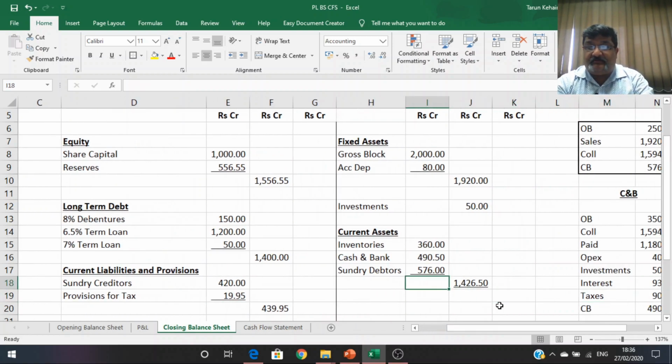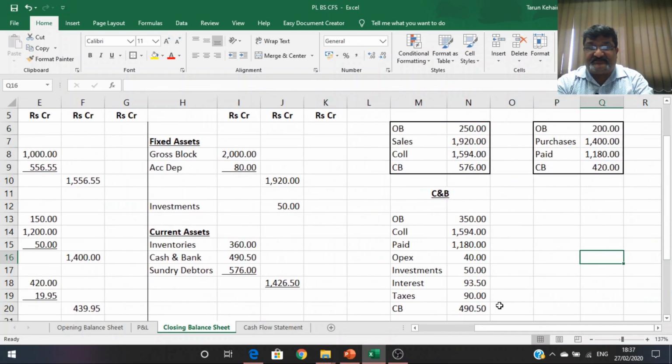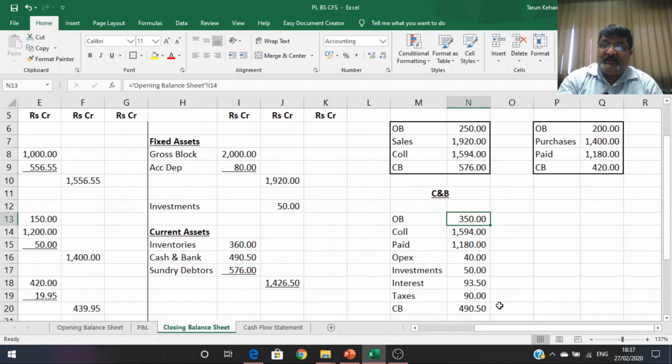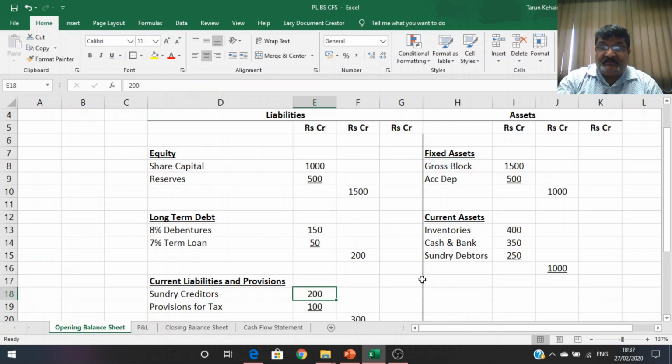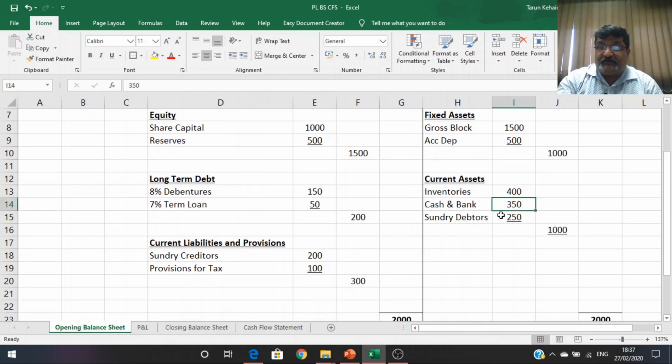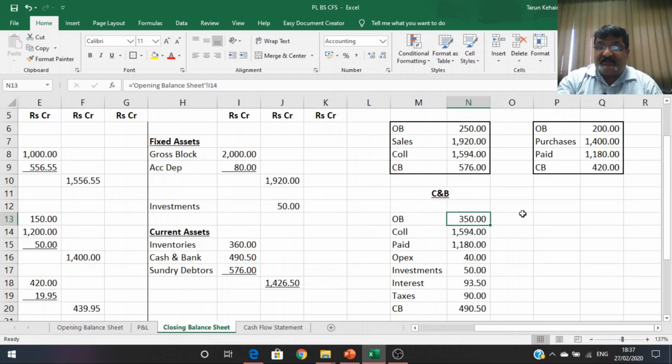So now I come finally to the cash and bank statement. So all I have done is I have put all the items that were transacted in cash during the year. So we have the opening balance of 350 crores, which comes from the opening balance sheet. If you look here, the cash in bank as on 31st of March 2019, which is the opening balance for the financial year 1920, is 350 crores. So that's my opening balance.